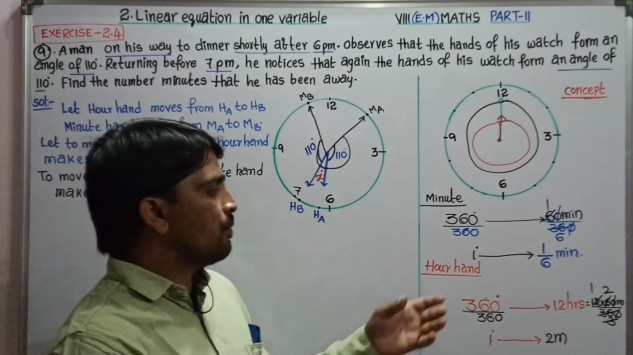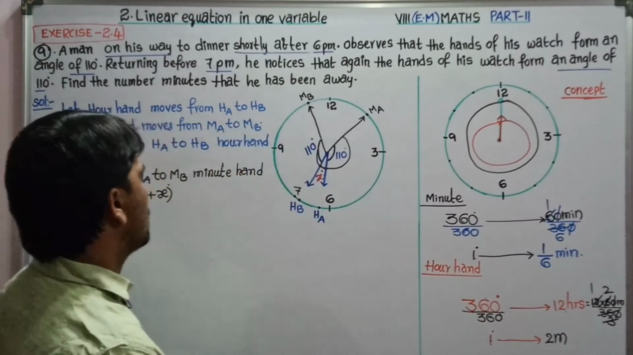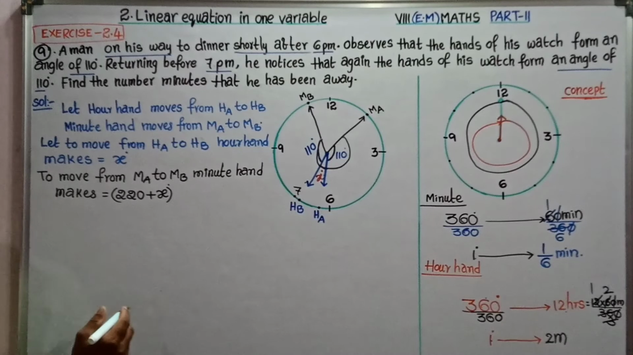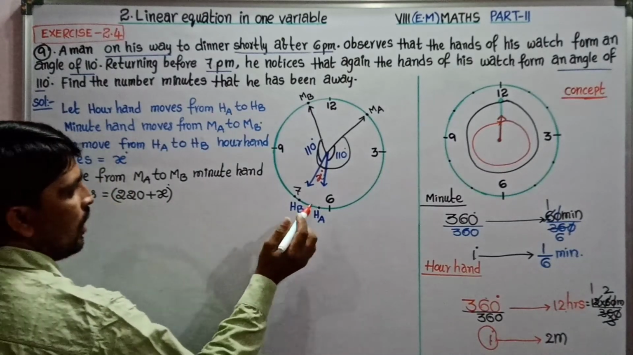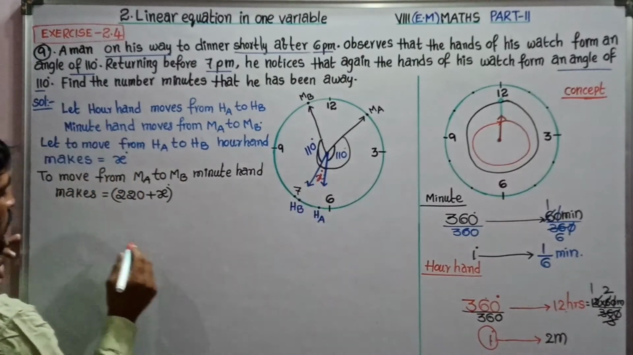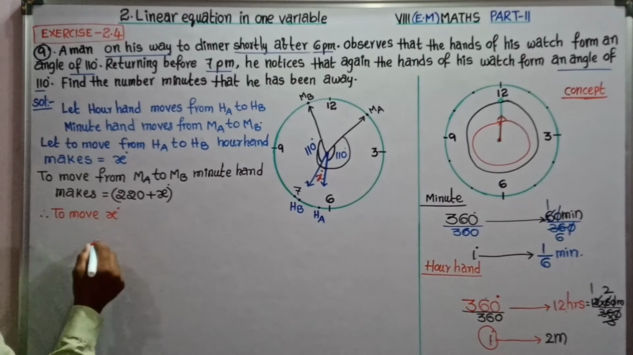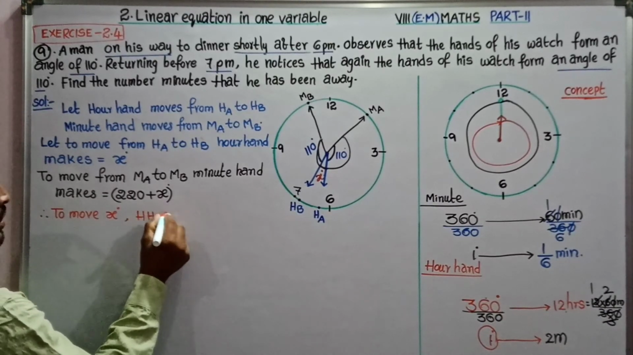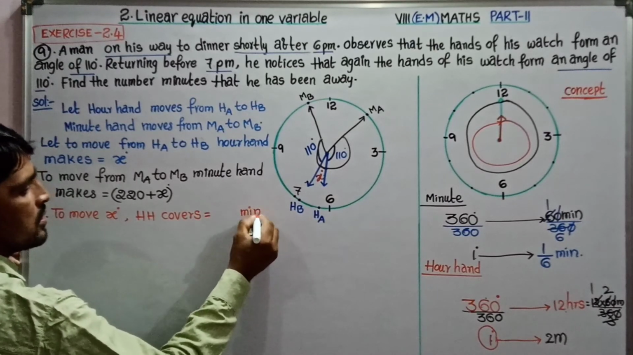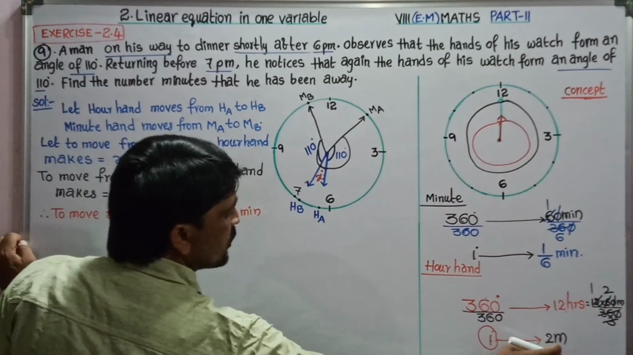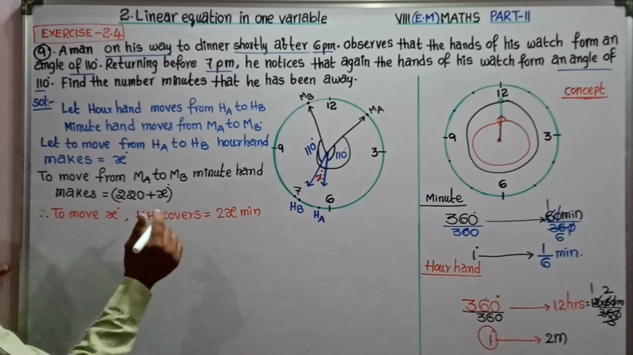This is the information we need to know to solve this question. By using this information, let us see the solution of the 9th question. To move 1 degree angle, the hour hand covers 2 minutes. But the hour hand moves by x degrees. Therefore, to move x degree angle, how many minutes does it cover? Since to move 1 degree it covers 2 minutes, to move x degrees it covers 2x minutes. This is the time.